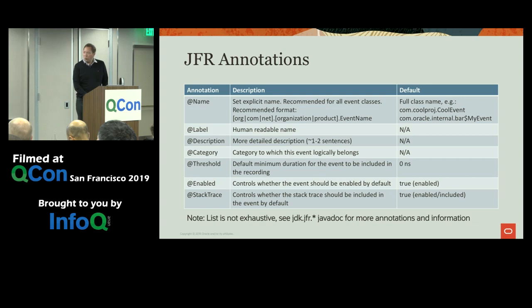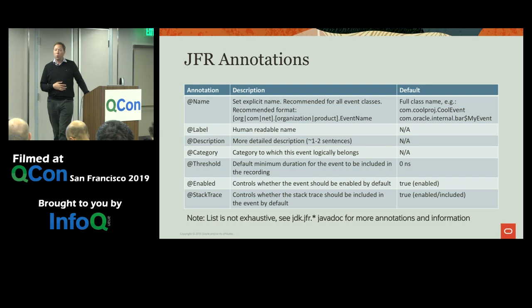This list is in no way exhaustive. There are more annotations and more information. The Java docs in the jdk.jfr package are very helpful. So if you want to know more about which annotations exist and when and where to use them, I suggest you go look there.